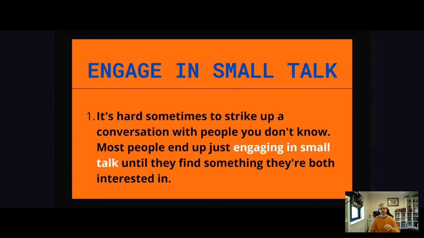Engage in small talk. You may have heard people talking about small talk. It's just unnecessary conversation, or something that doesn't amount to much, really, when you're just chatting with someone. Small talk might be about the weather or the clothes they're wearing, or did you hear the news, or did you watch the TV? Small talk doesn't have a lot of significance. So it's hard sometimes to strike up a conversation with people you don't know. Most people end up just engaging in small talk until they find something they're both interested in. Okay, so they're just chatting away, saying nothing of any real significance.